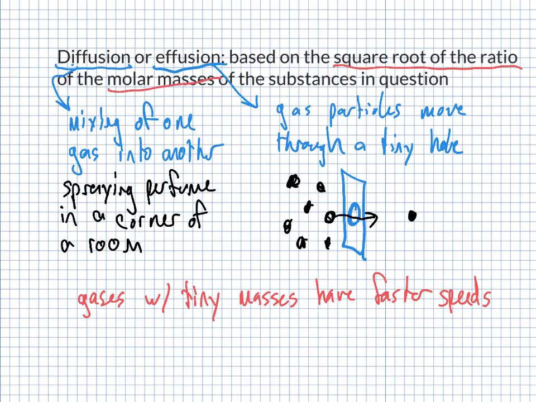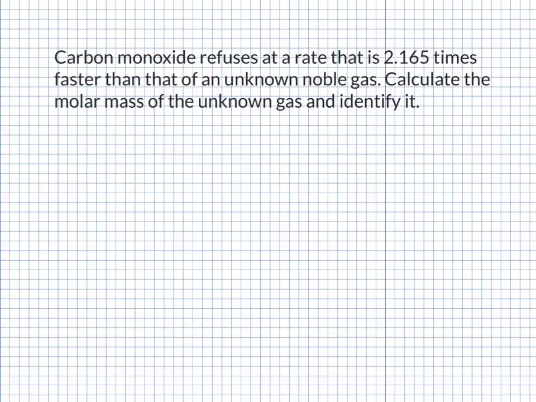Tiny masses have faster speeds and will diffuse, effuse faster. How much faster? Well, it's a combination of the square root of the ratio of their masses. But that's really it. You're not typically going to have to calculate that, but I'm going to go ahead and go through the calculation that's done in your problem set so you can see that.